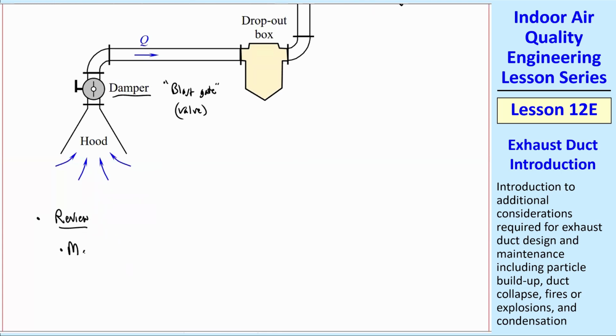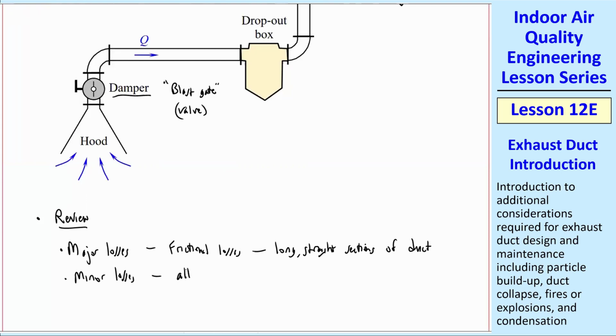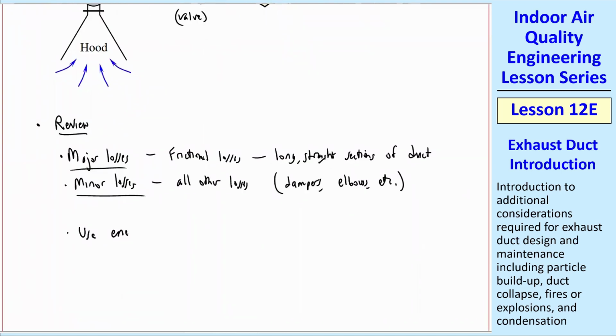So we'll talk about major losses, frictional losses, and these are dealing with long, straight sections of duct. And then there's so-called minor losses, which is anything else, so all other losses. That would be your valves or dampers, elbows, etc. We use the energy equation from an inlet to an outlet, just like we did in fluids.